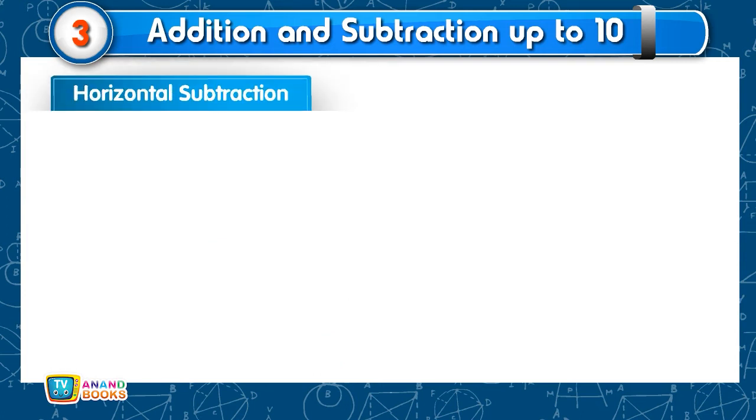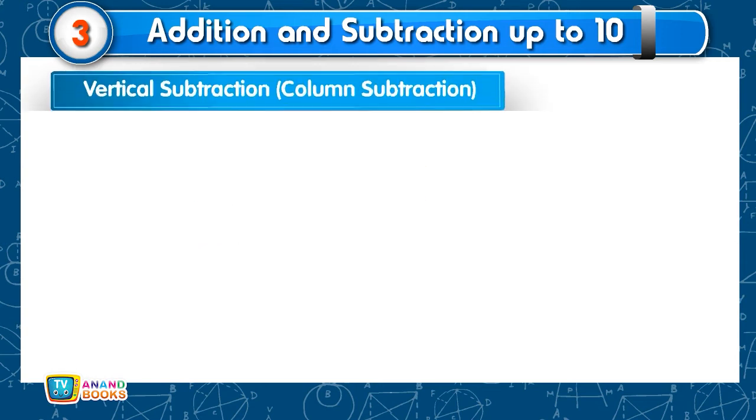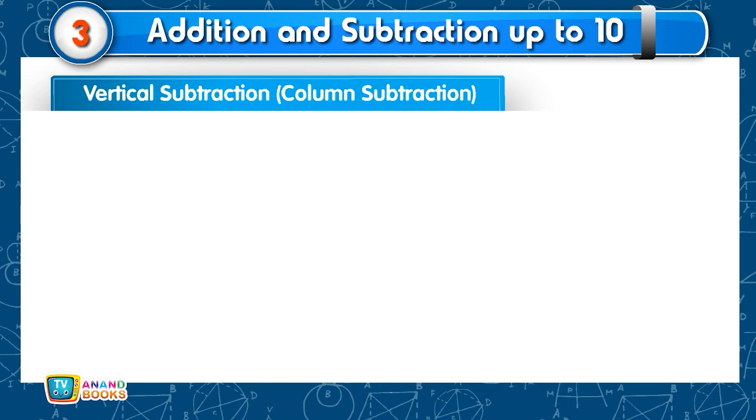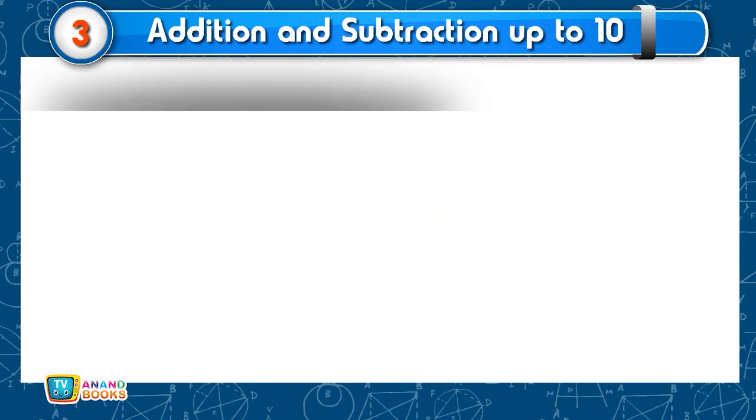Horizontal subtraction. Subtract 1 from 5. 5 minus 1. Draw 5 sticks and cross out 1. Count the uncrossed sticks to get the answer. 5 minus 1 is equal to 4. Vertical subtraction, column subtraction. 2 apples taken away from 6 apples leaves 4 apples. 6 minus 2 is 4.